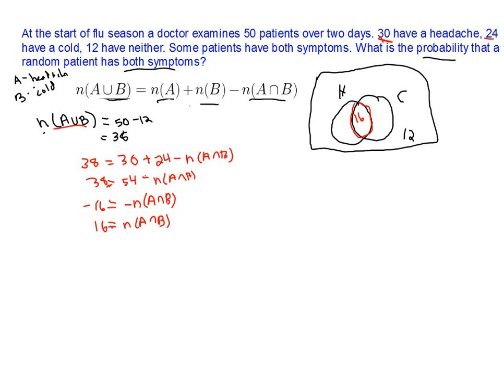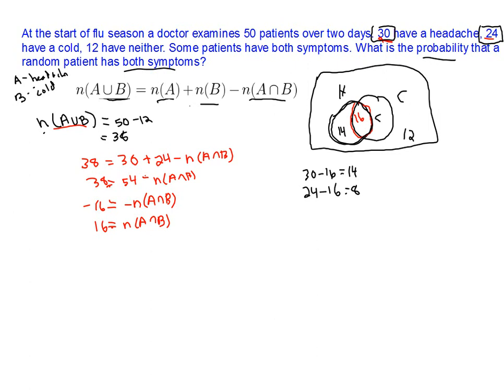Now we can actually find the other values in the Venn diagram. We weren't asked to do so, but we certainly could just by doing a little bit of arithmetic. So let's just do that. We know that the number of patients who have a headache is 30. So we know that in this part of the Venn diagram we need a total of 30. 30 minus 16 gives us 14. So we can drop that right in the diagram. And then we can also look at the number of people who have a cold. So there were 24 people in total. 24 minus the 16 that are already there gives us a total of 8.